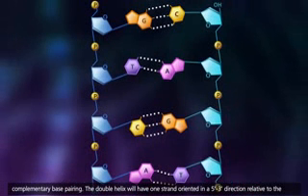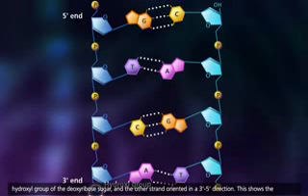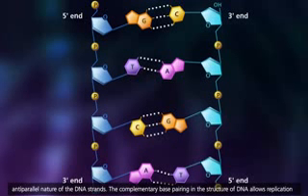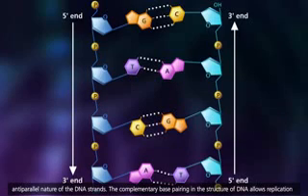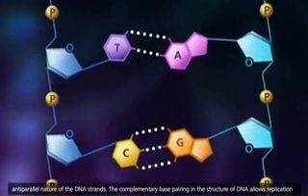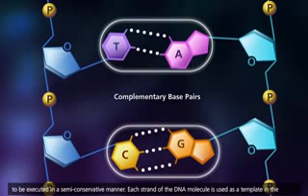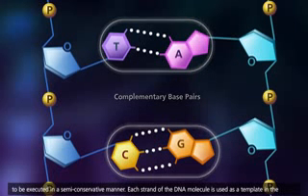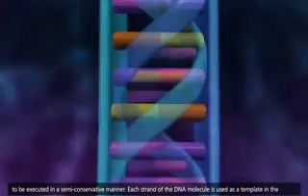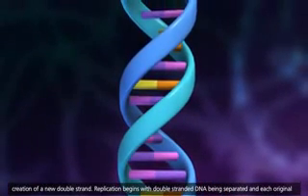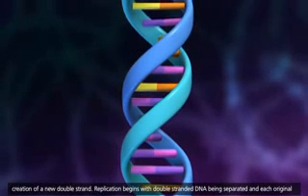The double helix will have one strand oriented in a 5' to 3' direction relative to the hydroxyl group of the deoxyribose sugar, and the other strand oriented in a 3' to 5' direction. This shows the anti-parallel nature of the DNA strands. The complementary base pairing in the structure of DNA allows replication to be executed in a semi-conservative manner. Each strand of the DNA molecule is used as a template in the creation of a new double strand.